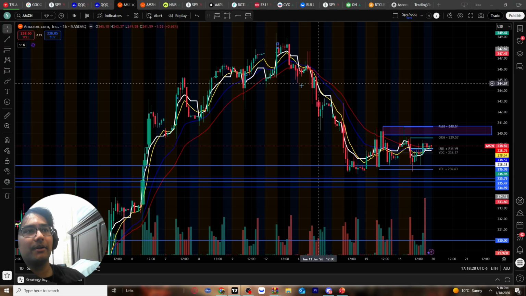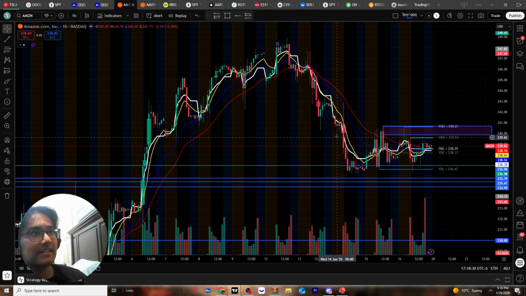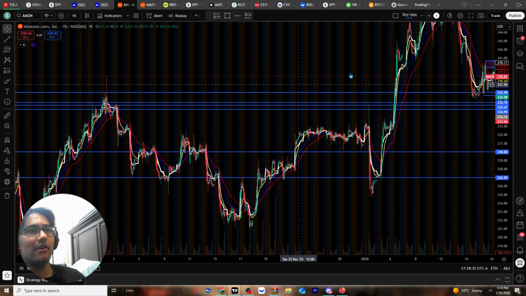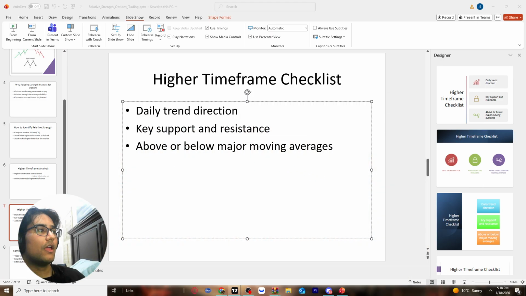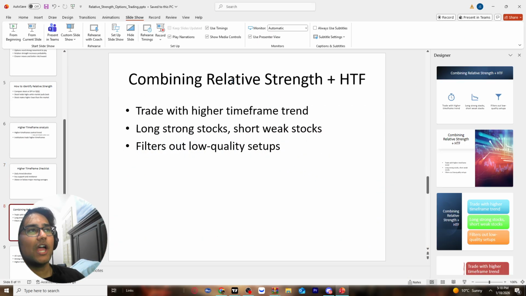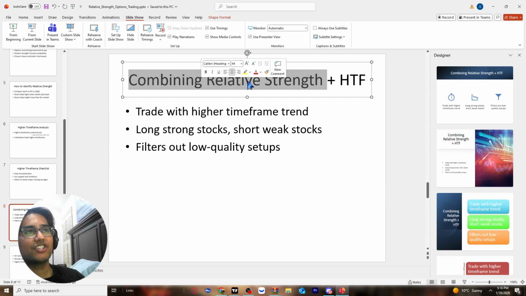I don't really even use it that much because I can use my eyeballs and see for myself if it's bullish or bearish. So that's another thing you can use if you want a little cheat code. But combining relative strength and higher time frame, relative strength is intraday price action, plus a higher time frame.